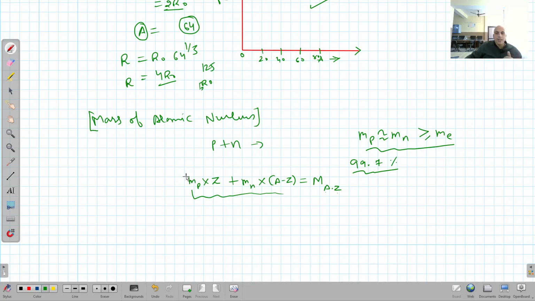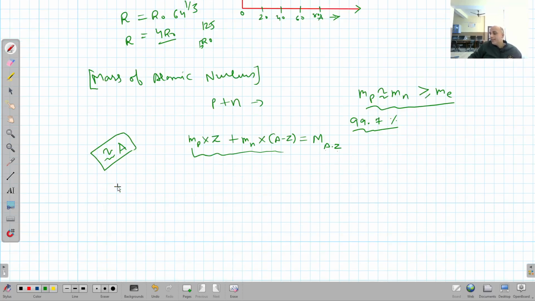Now we have seen that this number comes out to be very close to the mass number. When we look at the mass of the different atoms, it is very close to A. In some cases it can be exactly A, but in most cases it is either slightly less than A or slightly more than A. So we will see why it is happening in the coming lectures, right?